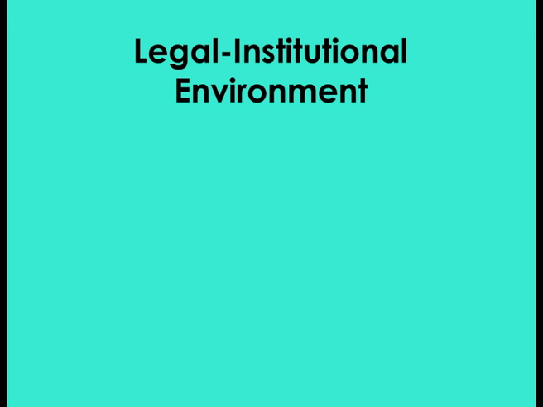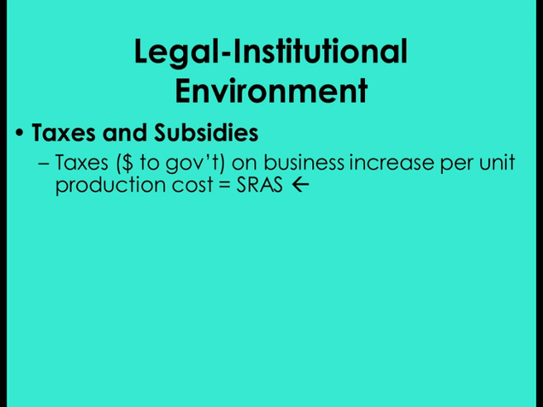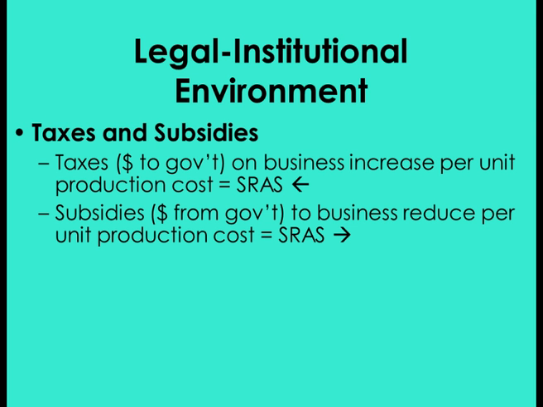The legal institutional environment is essentially the way that the government influences firms' ability to produce goods and services. So the primary way they do this is through taxes and subsidies. If you go back to the circular flow, taxes is money that is given from businesses to the government, and so it increases the per unit production cost, and that shifts our short-run aggregate supply to the left. Subsidies, that's money from the government to businesses, reduce the unit production cost, and that increases the short-run aggregate supply with a shift to the right.